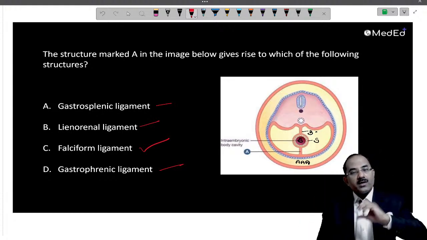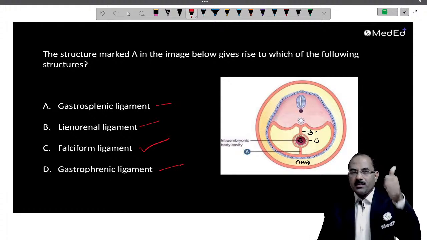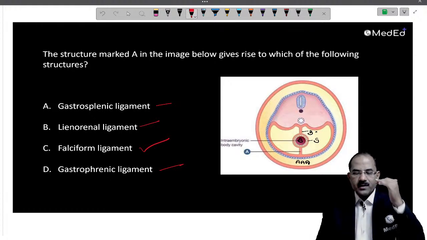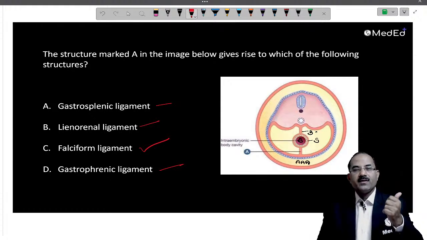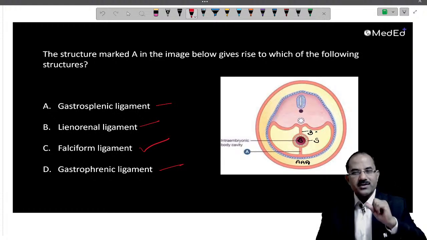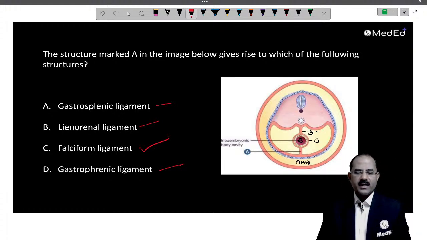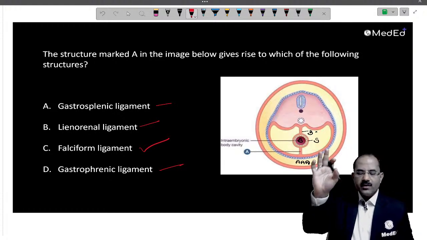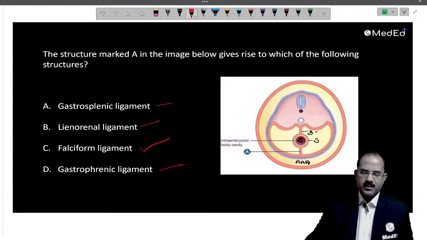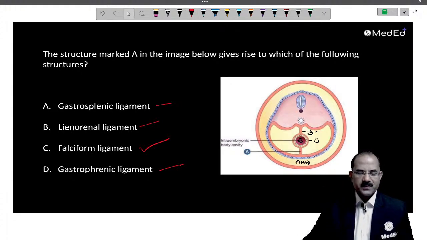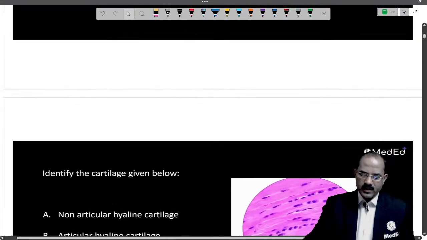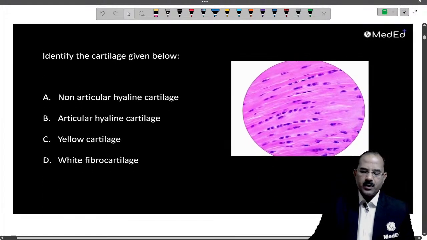What are the derivatives of the dorsal mesogastrium? Number 1, the gastrosplenic ligament, the lienorenal ligament, the greater omentum, and the gastrophrenic ligament. Perfect. Are you all with me? Yes. Let us proceed to the next MCQ. I hope, students, you're understanding this. If there's anything which is not clear, let me know.